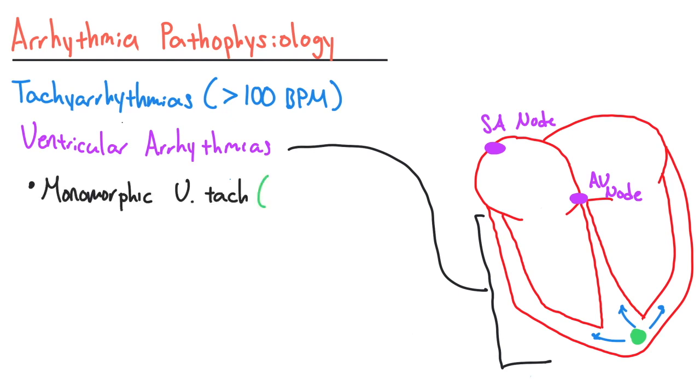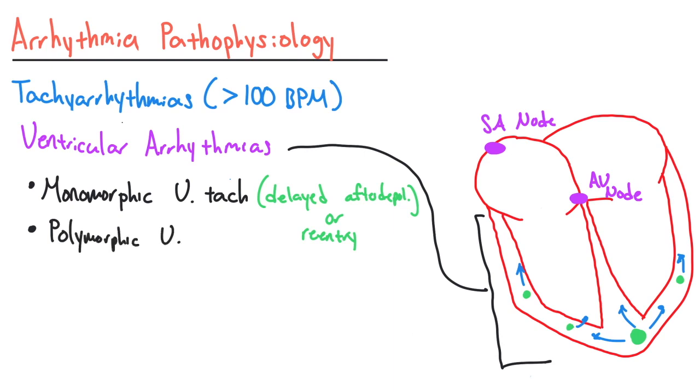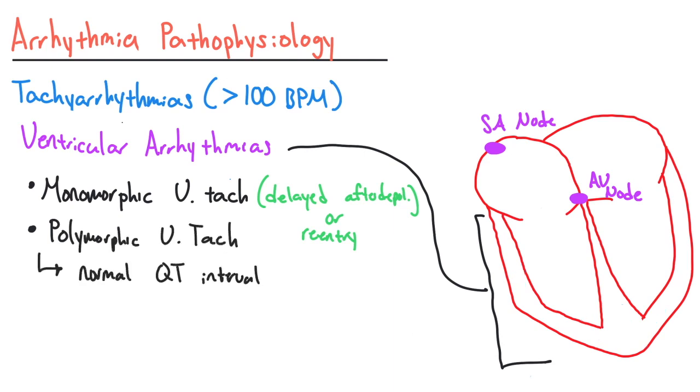These can be caused by both triggered activity, particularly delayed afterdepolarizations, as well as reentry circuits. Then, pretty similar to what we saw in the atria, if we have multiple different spots in the ventricles that are all firing off abnormally for whatever reason, that would present as a polymorphic VTAC, and this is particularly if it is a normal QT interval. The next one that we're finally going to talk about is a big one that you absolutely have to remember, and that is torsades de pointes.